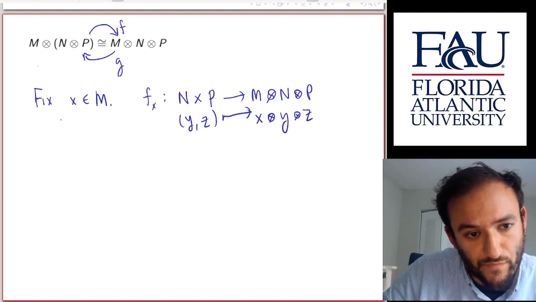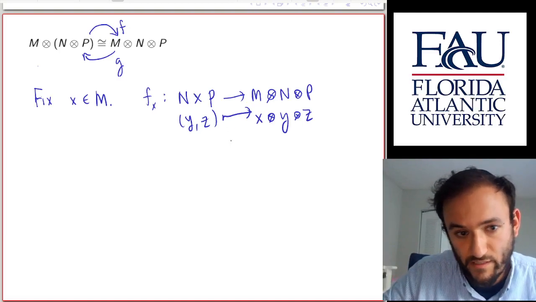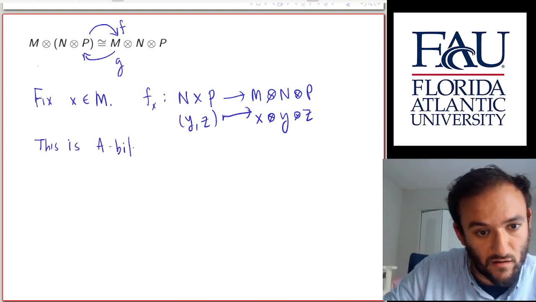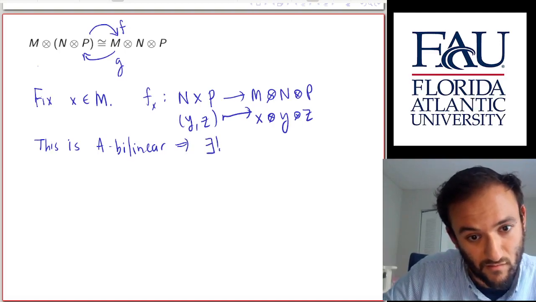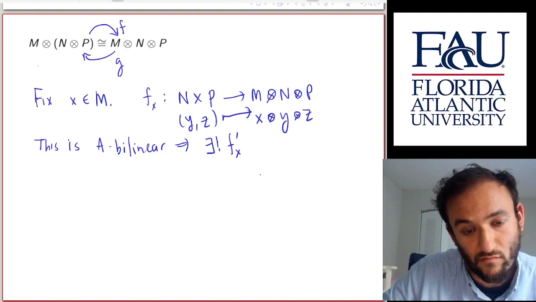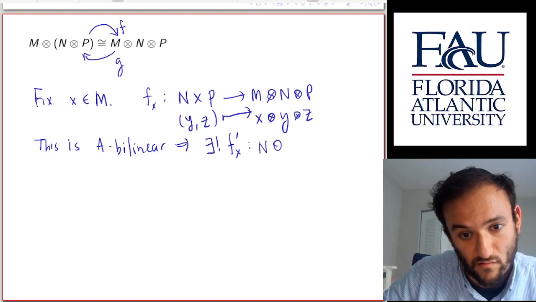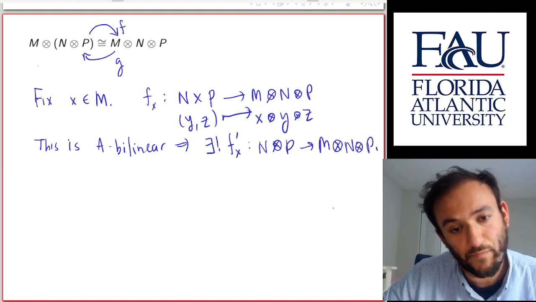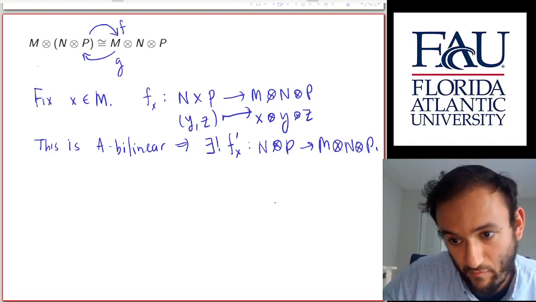So it's not hard to tell that this is linear in both coordinates. This is bilinear. So that means that there is a unique map from the tensor product N tensor P to the same module. Okay? So great. So now we have a map from the tensor product for each element in M.